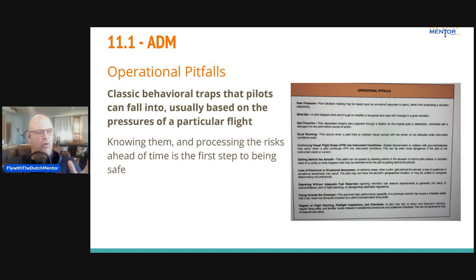So one of the pitfalls of ADM is the classical behavioral traps that we fall into, right? We fall into pressures of a particular flight. And here it is mostly, when you think about it, peer pressure. By making a decision based on the pressures that others are giving to you, don't fall into that. Now you can read for yourself. There are multiple other ones, but peer pressure is the leading cause. It is going out and trying to get somewhere where you need to be, without really challenging yourself: is it safe to go there today?